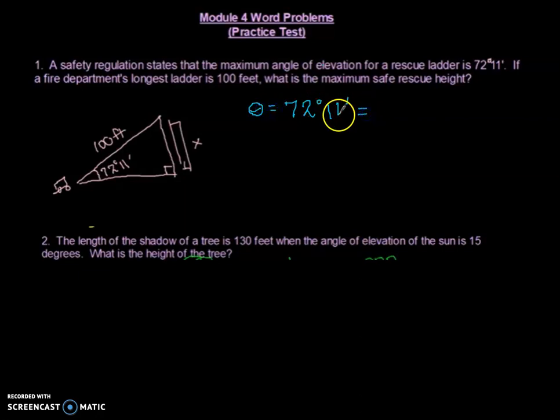So there is a tutorial, DMS, degrees, minutes, seconds, on how to convert it by hand as well as by calculator. So make sure that you review that as well. And it should give you 72.18 degrees. Now, the ladder is 100 feet and it is leaning against the wall, so that would be the hypotenuse. And the maximum safe rescue height would be the height of the triangle here.